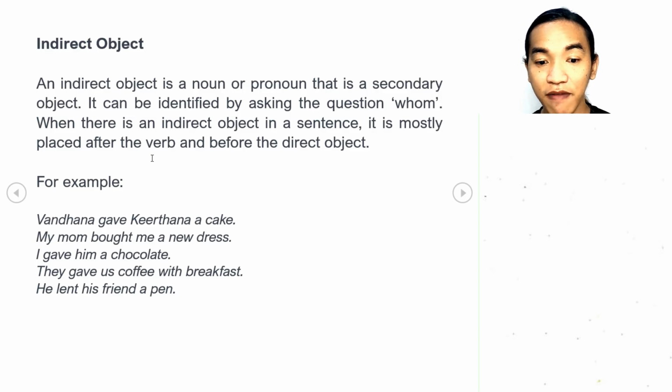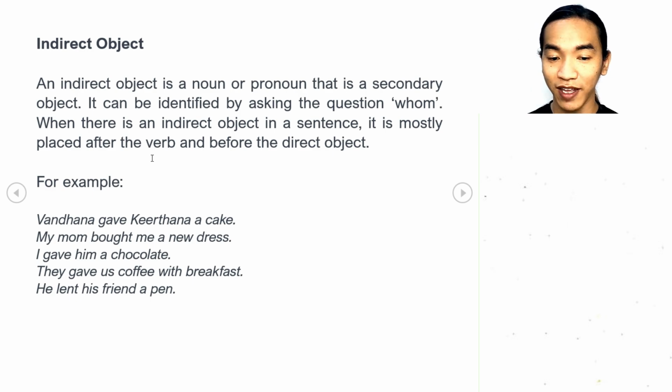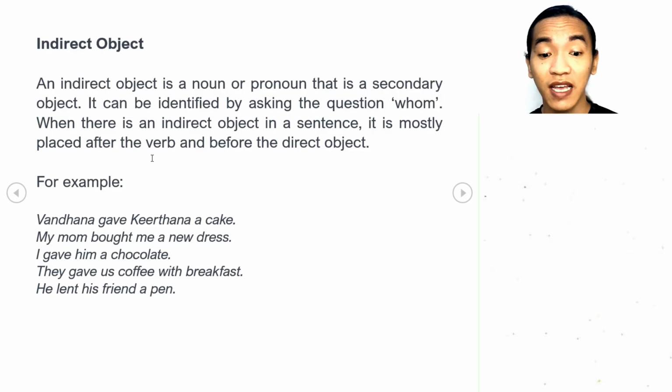I gave him a chocolate. They gave us coffee with breakfast, and he lent his friend a pen. So friend, us, him, me, Kirtana are your indirect objects. They do not directly receive the action of the verb.